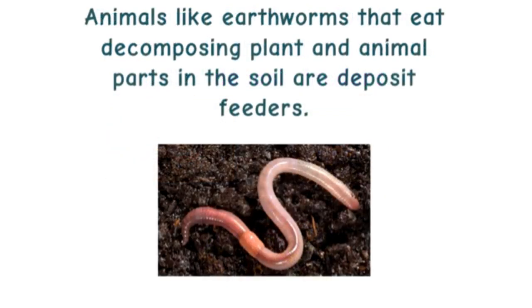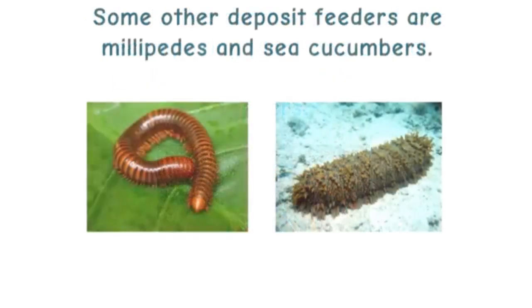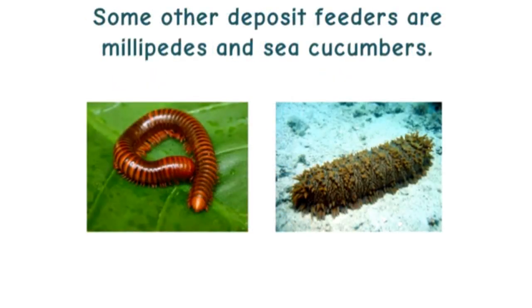Animals like earthworms eat decomposing plant and animal parts in the soil. जो soil में decompose हो जाते हैं, जो parts होते हैं, उन animals को हम बोलते हैं deposit feeders. Some other deposit feeders are millipedes and sea cucumber. See the pictures of these two.